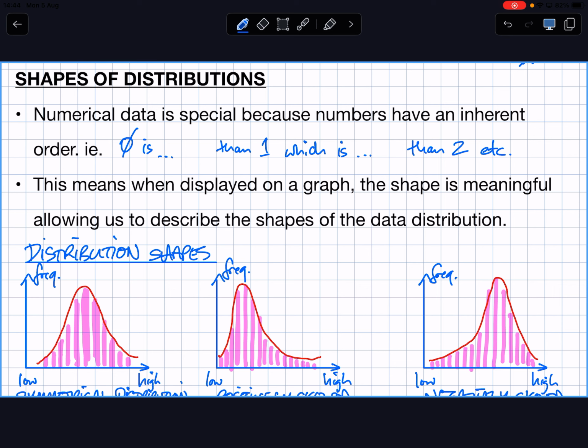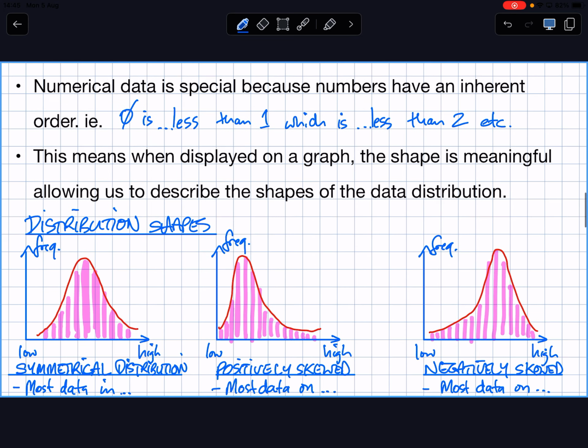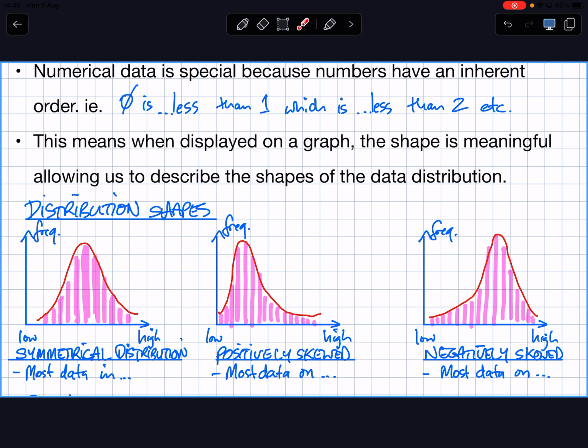Do you agree that 0 is what in comparison to 1? Is it less than 1 or is it greater than 1? 0 is less than. Because they're numbers, do you get a choice in that? No. And because they're numbers, that means that if I have a shape to the graph, it means something. You may have encountered previously, have you heard of the idea of categorical data?